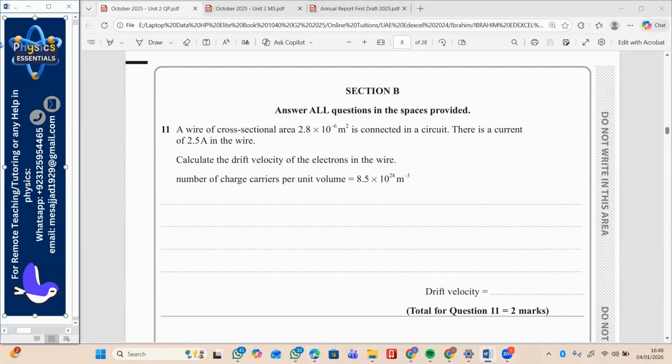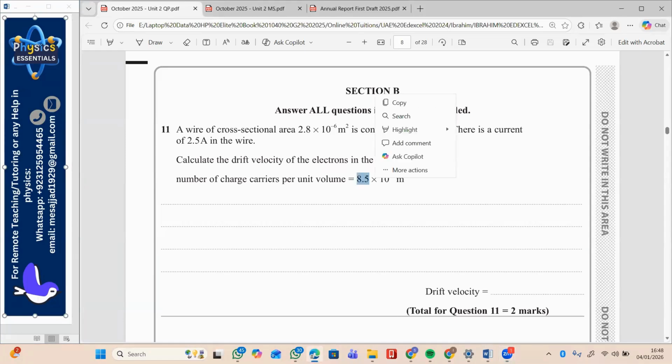Well, section B: a wire of cross-sectional area 2.8 times 10 raised to the power minus 6 meters squared is connected in a circuit. There is a current of 2.5 amperes in the wire. Calculate the drift velocity of the electron in the wire. And the number of charge carriers per unit volume is this much.